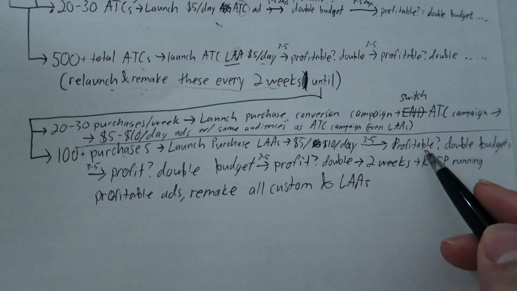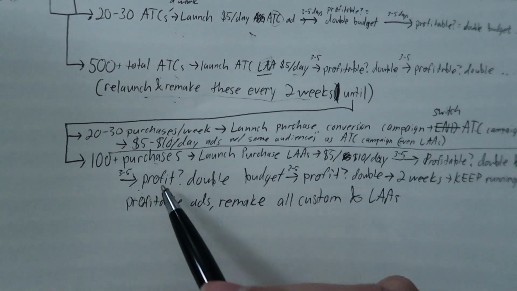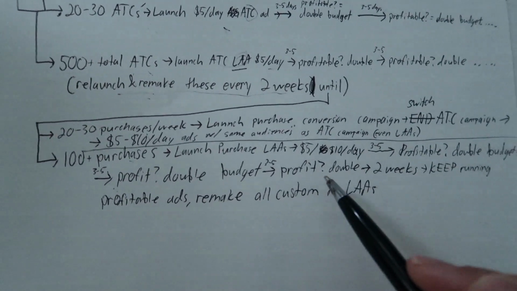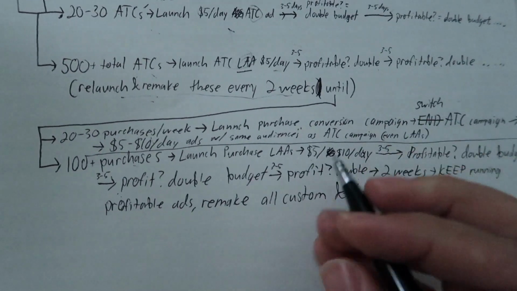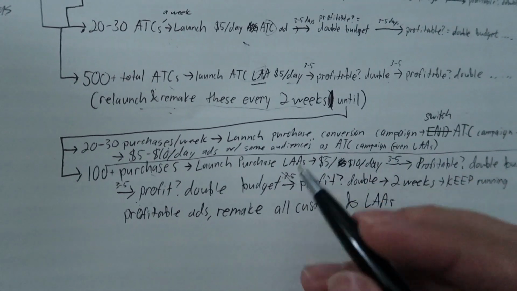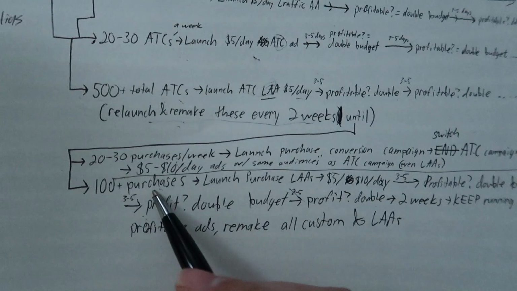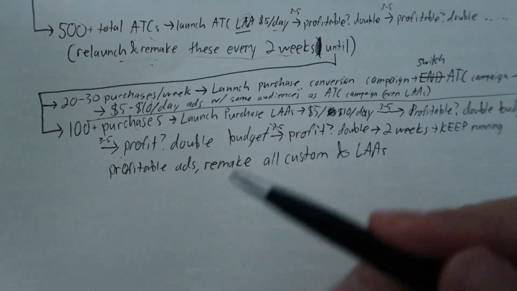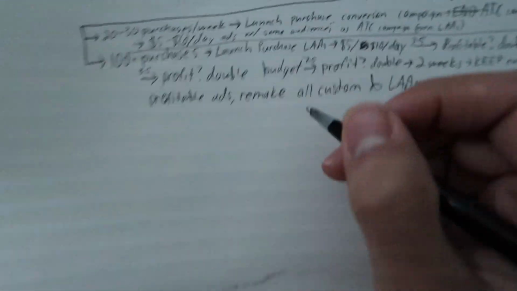3 to 5 days later, is it profitable? Double the budget. 3 to 5 days later, profit, double the budget. And then you keep doing that until it's not profitable, and then you end that and you relaunch everything on that Monday or Tuesday. And you should be doing that every 2 weeks anyway.